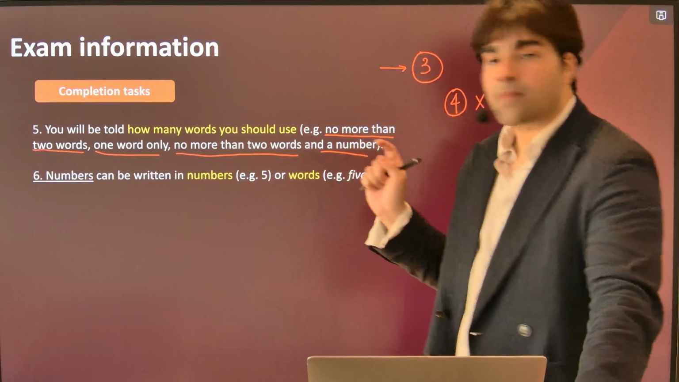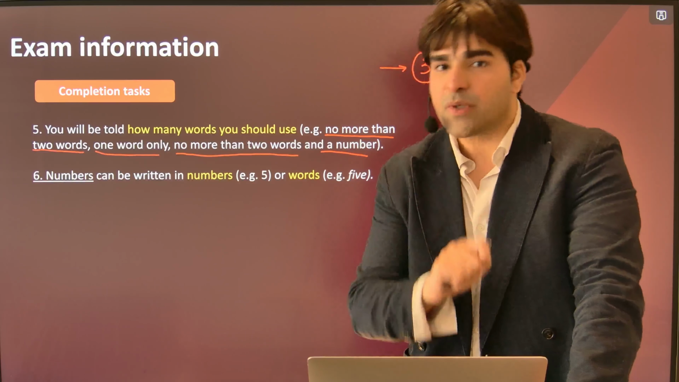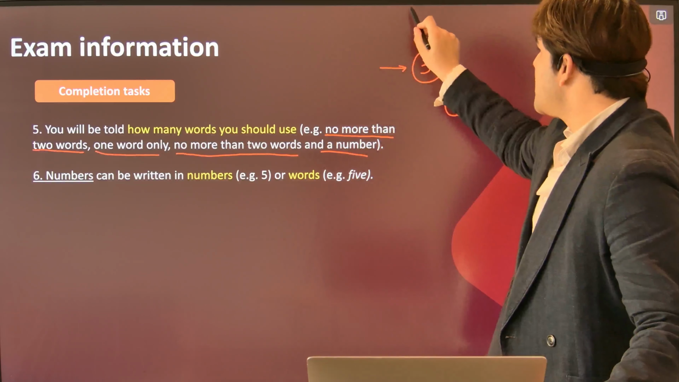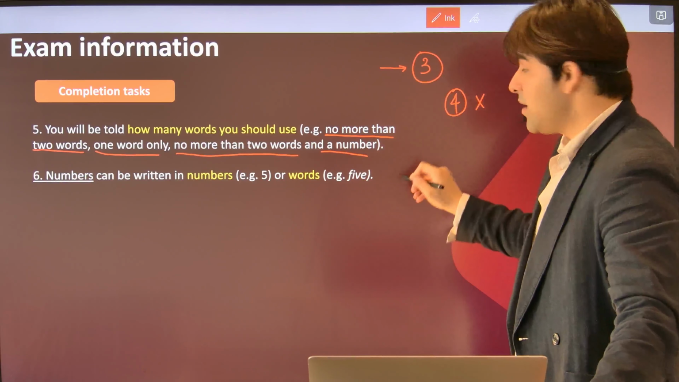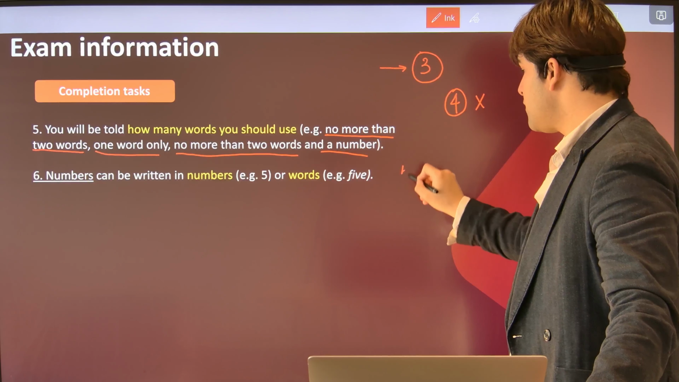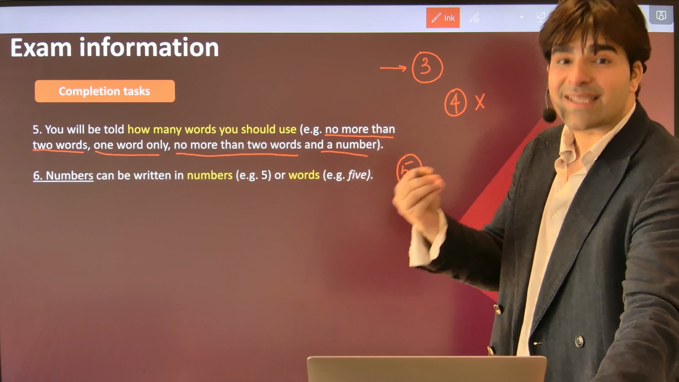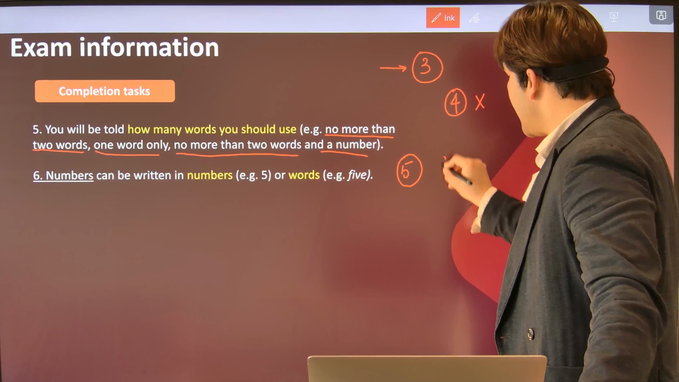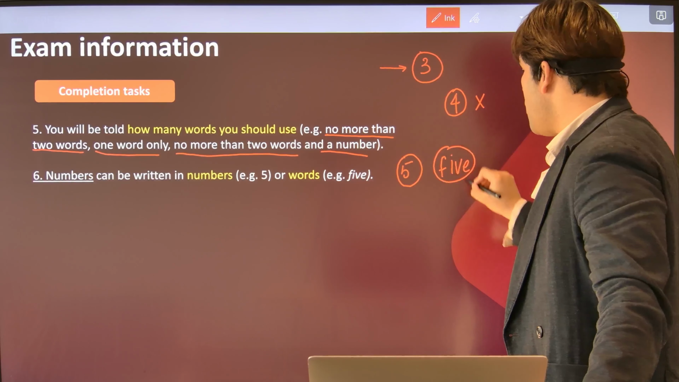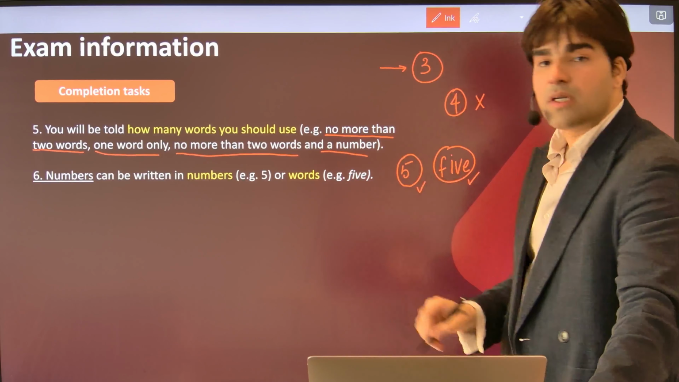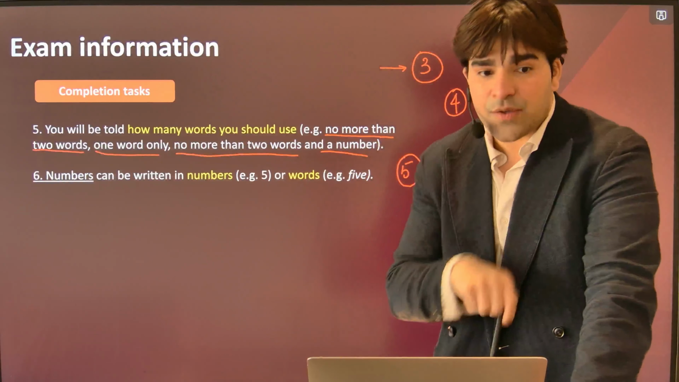Number 6, when it comes to numbers, there's something special about it that a lot of people do not know. Numbers can actually be written either as a figure, so for example, 5, it's a figure, or it can be written as a word as well. That is five. Both are right when it comes to numbers. So this is a very, very important piece of information, in case you did not know it before.